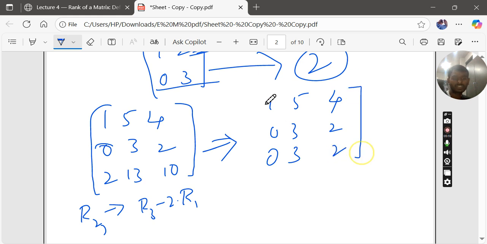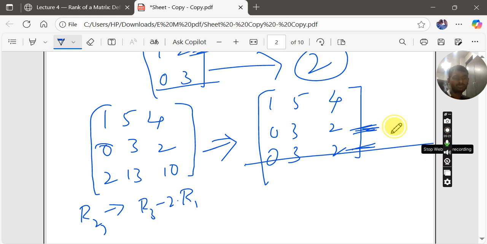Now you can see clearly here row 1 is dependent, row 2 is dependent on row 3, or row 3 is dependent on row 3. Why? Because this one is similar. So now what will be the rank? Rank will be 2.